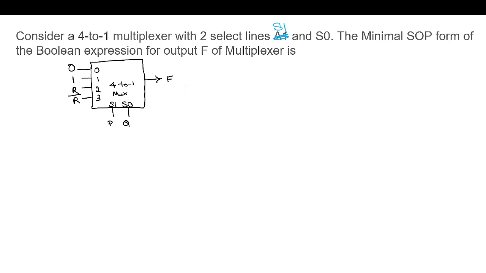So it is P complement Q complement, it will select 0, plus P Q complement, it will select 1, plus P complement Q, it will select R, plus P Q, it will select R complement. Now how to simplify this?